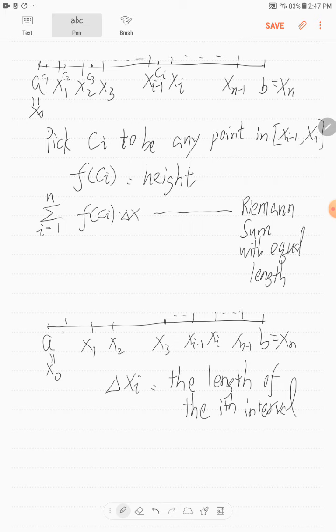So we still pick an arbitrary point on each interval, C1, C2, C3, Ci. And then we can compute the area for the ith rectangle. Then sum up, i from, oh sorry, this is not infinity. We sum up all the rectangles. It would also be an approximation. So this sum is called the general Riemann sum.